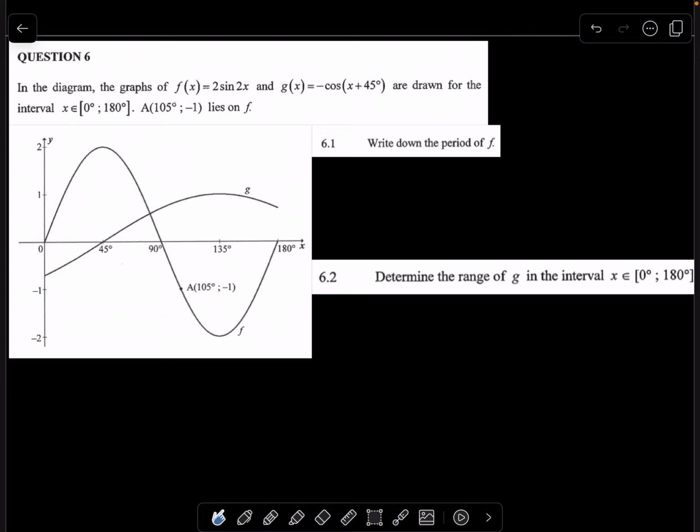We are looking at the department's November 2023 paper 2, question 6. I am not in the mood for trig graphs, but here we are. Let's do it. Question 6.